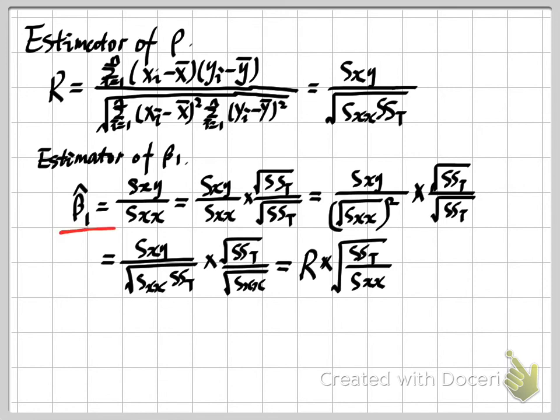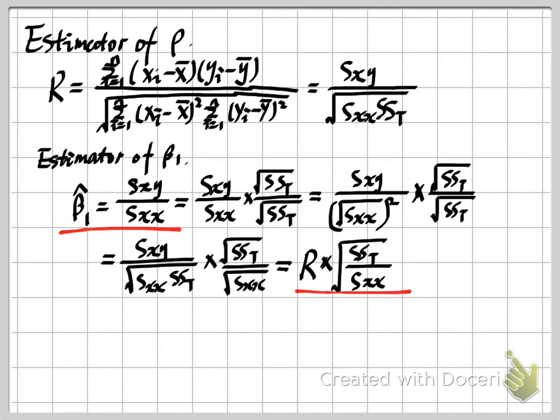So the first one is we can write beta 1 hat as equal to the numerator s sub xy over the denominator s sub xx. And another way is we can write this as r times this square root. Okay, so let me call this equation 1. And if we want to compute the value of r, the first step is to compute s sub xy, and then compute s sub xx and s sub tt, the sum of squares of t. Then we can get the answer.